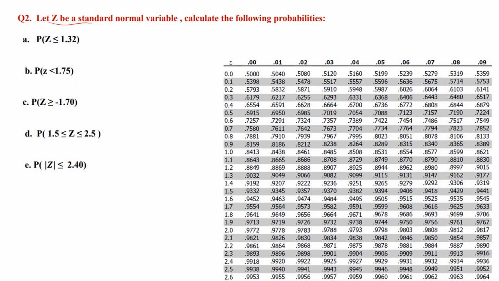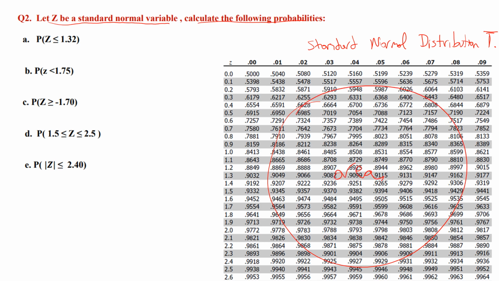Let Z be the standard normal variable. Calculate the following probabilities. And we need a table for it. So this is, we know, the standard normal distribution table. Here, all these numbers are standing for the area. And area corresponding to what?